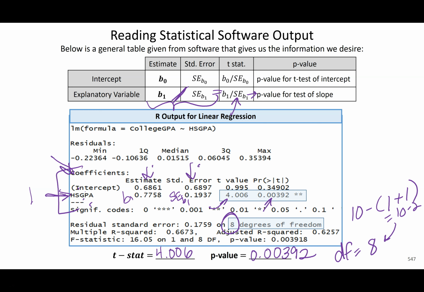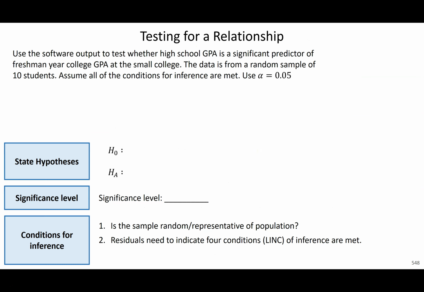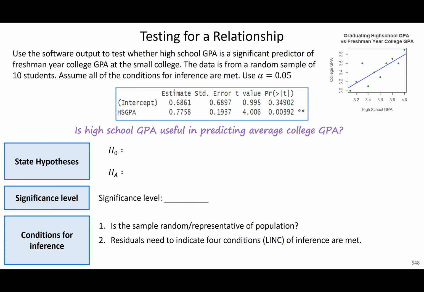So then I can go ahead and do a two-part conclusion for this hypothesis test. It will look very similar in structure. Well, actually, we're going to go through the whole thing here. So going through all the steps here, is high school GPA useful in predicting average college GPA?